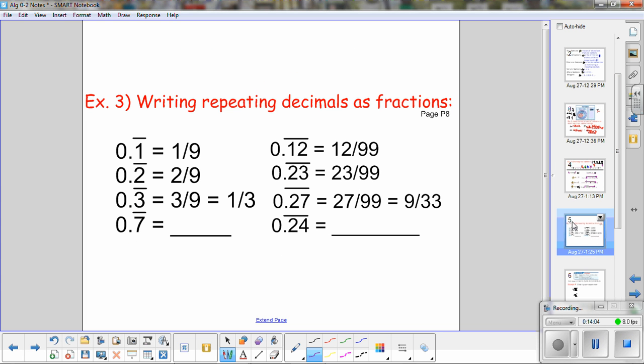Example 3 shows how to write repeating decimals as fractions. If you're really interested in the math behind how this works, you can look at the example on page P8 in your textbook. But for most of you, you're probably going to just want to look for the pattern that you see happening here. If I were to tell you that 0.1 repeating is equal to 1/9 and 0.2 repeating is equal to 2/9, 0.3 repeating is 3/9, which is 1/3, that would lead us to believe that 0.7 repeating is 7/9.